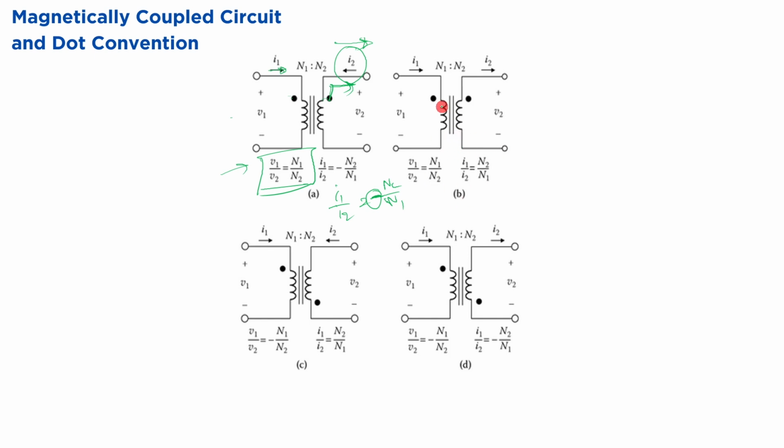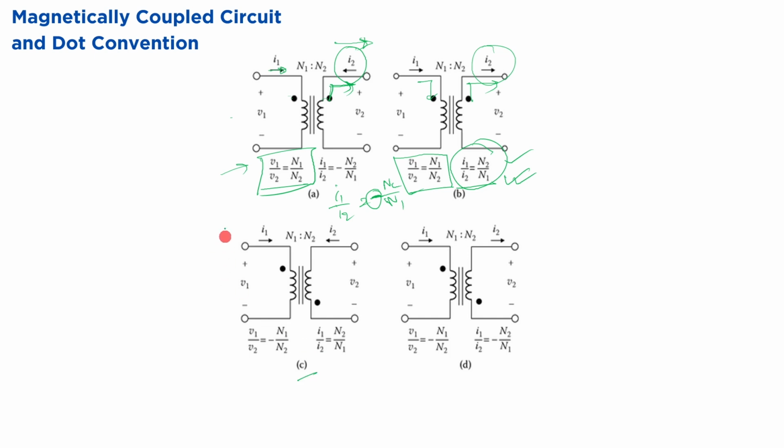For the second case, the dots are on the upper side. So V1 by V2 will be equal to N1 by N2 because the polarity will be the same. For the current, the current is going in, then the current will go out for the secondary side. Therefore, the current will be in the same direction. It's true.